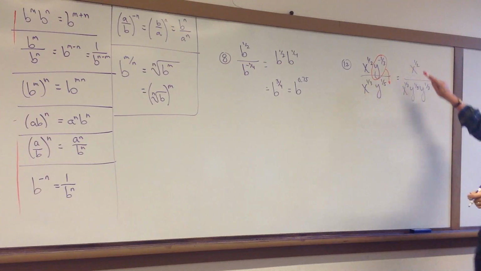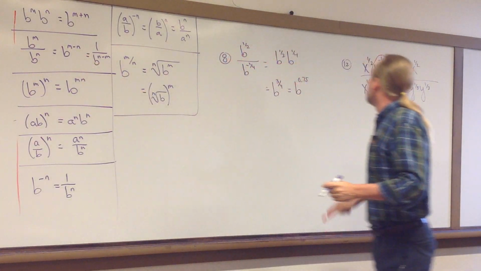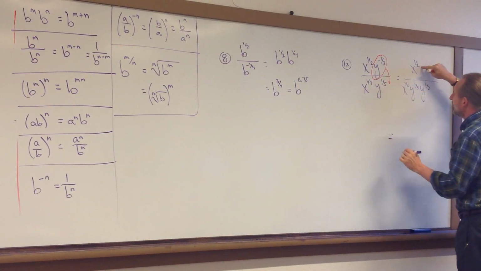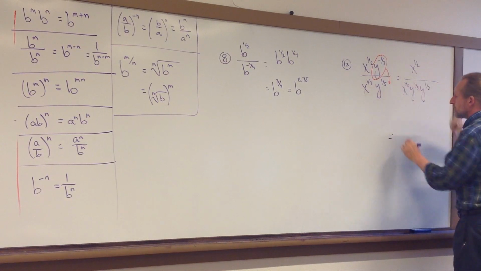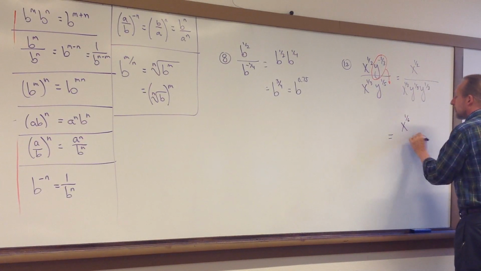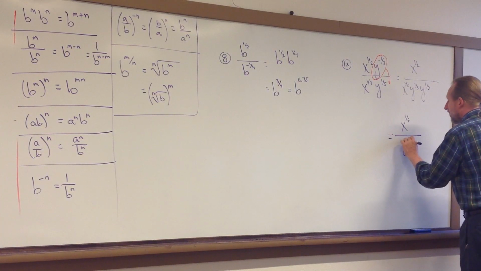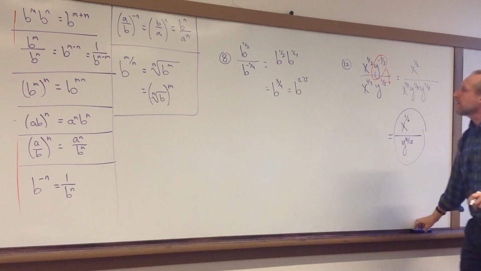Okay, now we're going to apply, where is it? This property right here to the x's. And so I'll do 1/2 minus 1/3. So this is 3/6 minus 2/6, that's x to the 1/6 on top. On the bottom, we want to add these together. This is 3/15, this is 5/15. That'll be y to the 8/15 power. Okay.